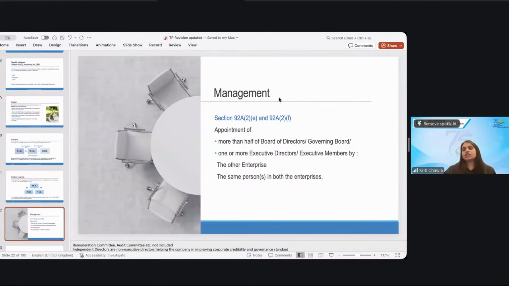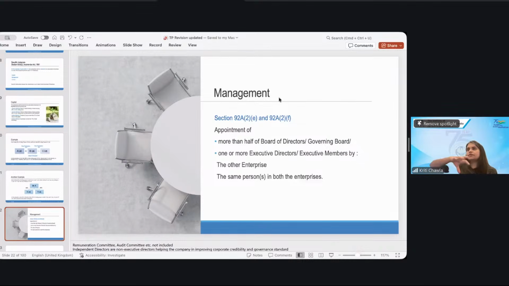Now, the next set of conditions or the next set of instances that are provided here are management instances. So for this, we have section 92A, subsection 2, clause E and clause F. Now, clause E and clause F, they talk about appointment. Now, if there is one entity and more than half of the board of directors or the governing board, or one or more of the executive directors or executive members are appointed by the other enterprise, then the two entities will become associated to each other.